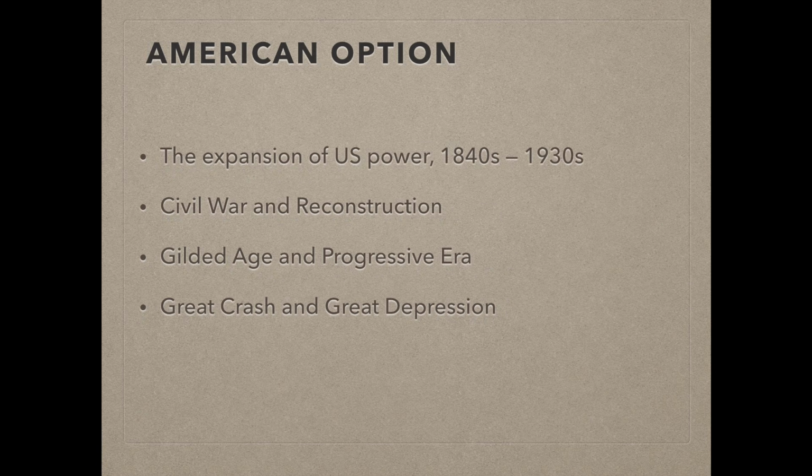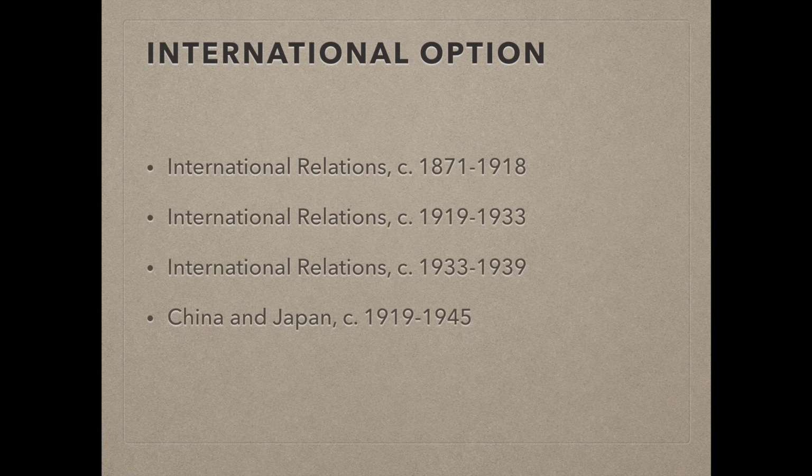If you're focused on American history, your 4 topic areas are the expansion of U.S. power 1840s to the 1930s, the Civil War and Reconstruction, the Gilded Age and Progressive Era, and the Great Crash and the Great Depression. And finally, if you're doing the international option, your topics here are all international relations except for the last one. And now what you're really focusing on here is the years and what's happening in those years. So it's from 1871 to 1918, from about 1919 to 1933, from 1933 to about 1939. And finally, the last one is China and Japan from around 1919 to 1945.